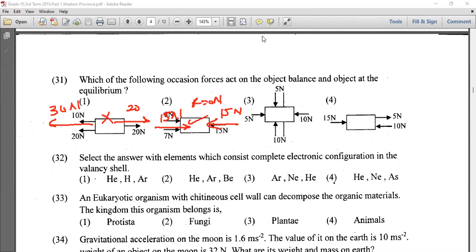In this case, you can see 5 Newtons onto this side, 10 Newtons onto this side. Object is not at equilibrium. Object would be moving upwards. Right. In this case, altogether you see 20 Newtons onto this side, 10 Newtons onto this side. Object will not be at equilibrium. Equilibrium again for this object.